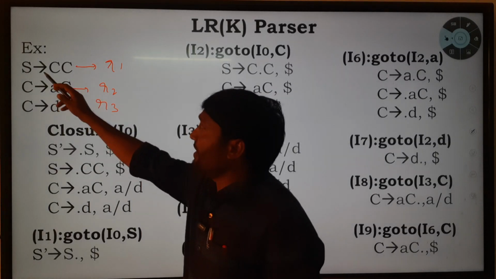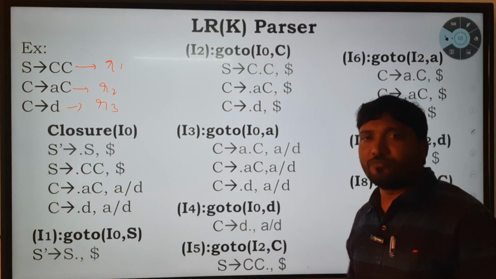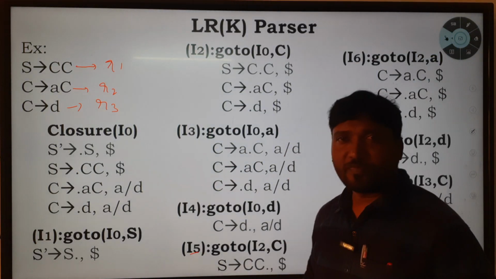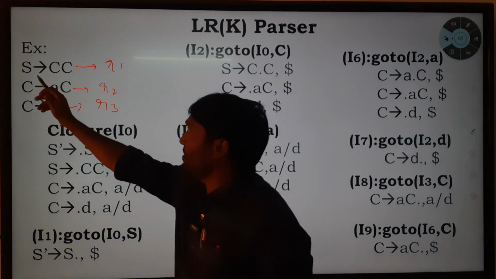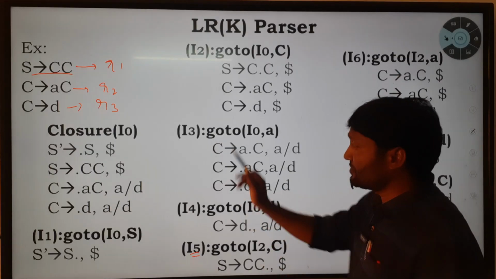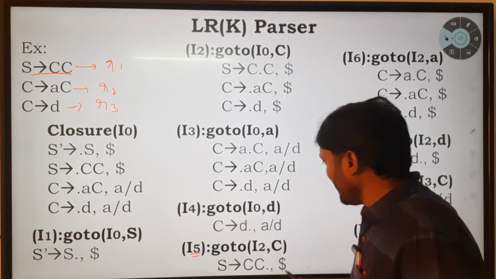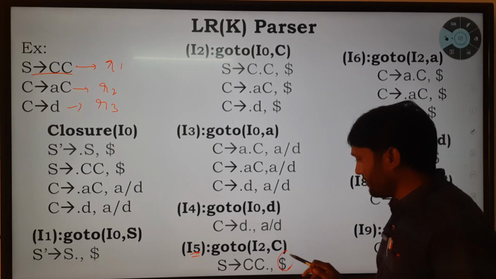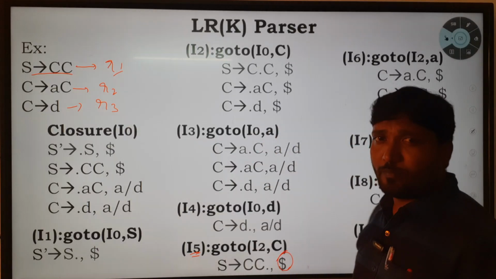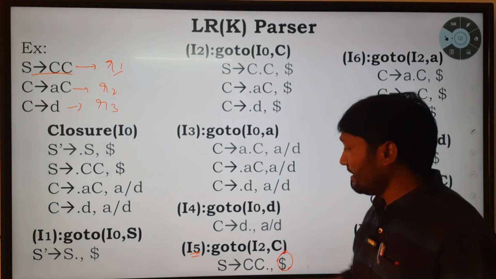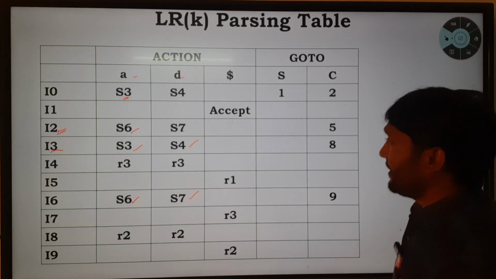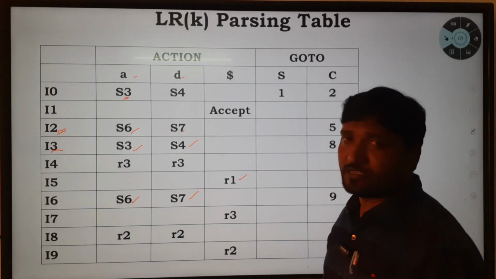So check out where S derives CC dot ended, in which item this production is ended. It is ended in I5. That means this production is ended in I5, that is S derives CC dot with input string $. That means 5 comma $. So 5 comma $ means this is the given input string or the lookahead symbol. 5 comma $ can be filled with R1, because S derives CC is ended in I5. Now in which there is a $ as input string, 5 comma $ can be filled with R1 because it is the first production.